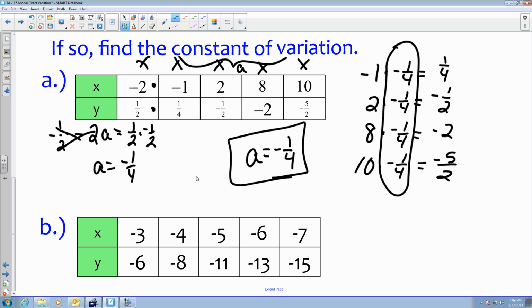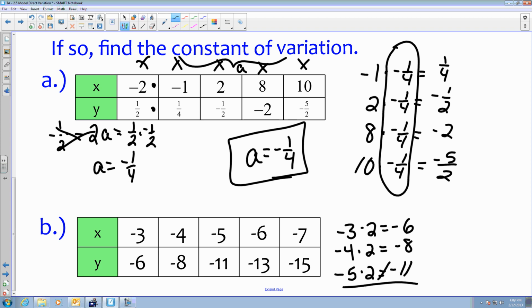Okay? Looking at b, the first one is negative 3, and if I multiply that by 2, that gives me a negative 6. So that holds true. Negative 4, multiply that by 2, gives me a negative 8. That holds true. Negative 5, multiply that by 2. Does that give me a negative 11? It does not equal a negative 11.